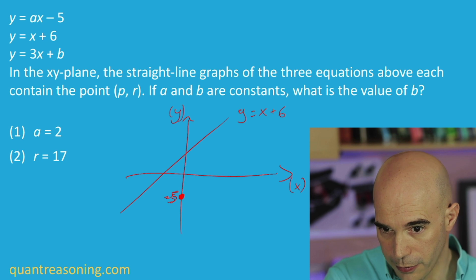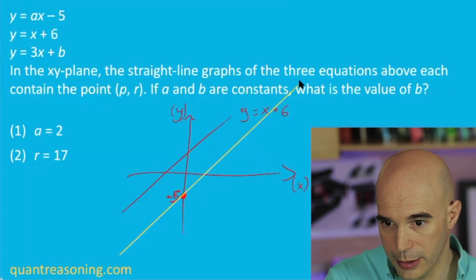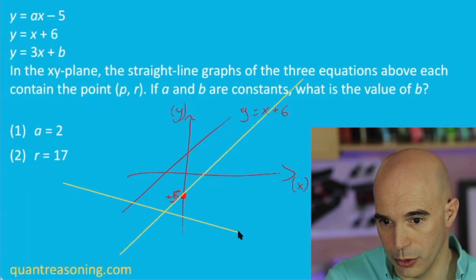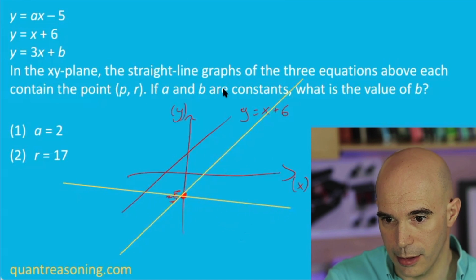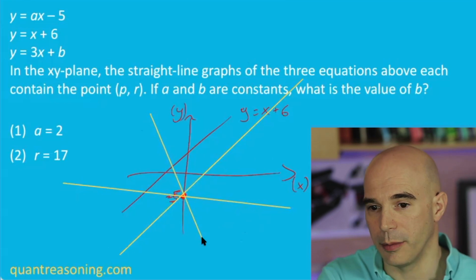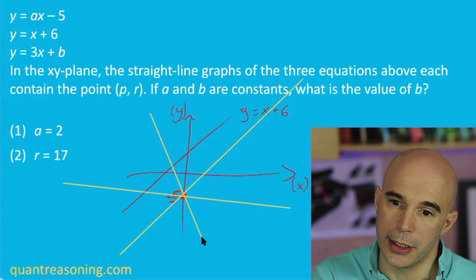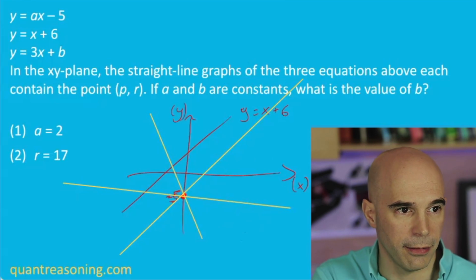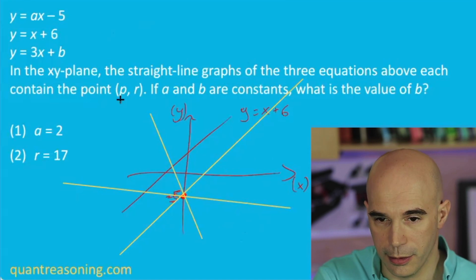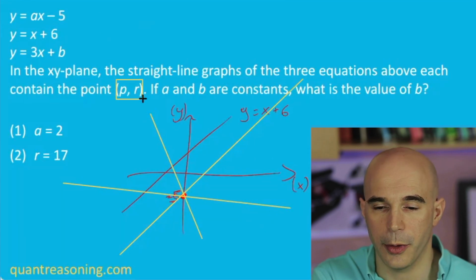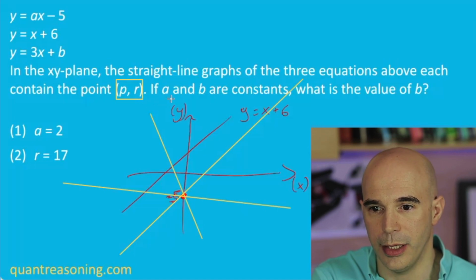I don't know whether the first line looks like that, or looks like that, or looks like that. And there's an infinite number of ways to draw that first line. I don't know what it looks like. But if I did know what it looks like, then I'd be able to find the value of P and R. So if I knew exactly what the yellow line looks like, then I'd be able to calculate exactly where it meets the second line.